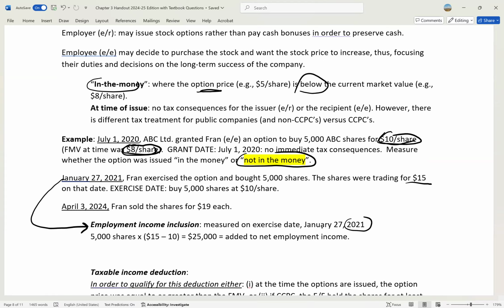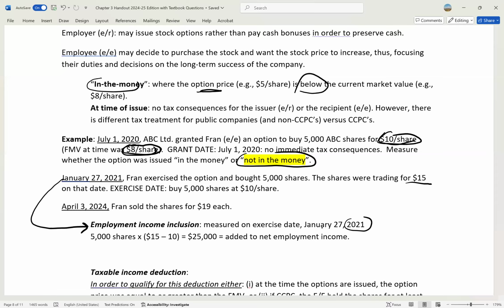And once again, you're never going to exercise the stock option unless the value of the shares is equal or more. So it's never happened that you would exercise it when the fair market value is lower. Obviously, you would only exercise the stock option if the fair market value was higher or the same as what you have to pay for them. So we measure that on the date of exercise.